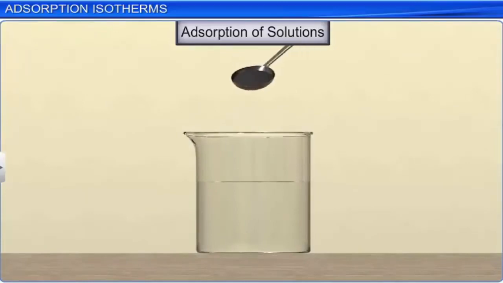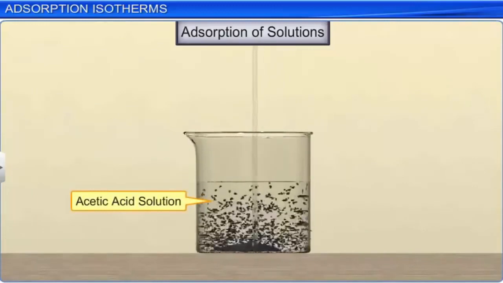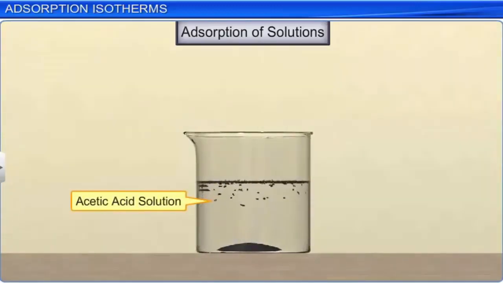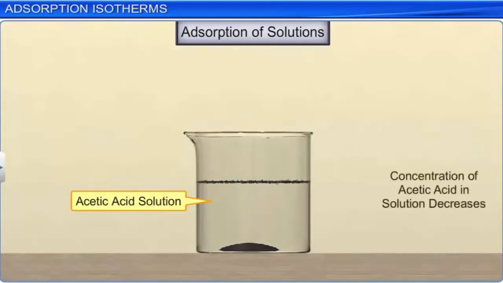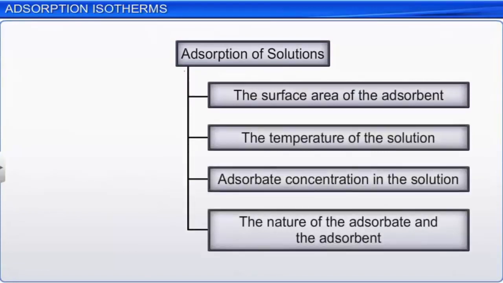Similarly, when activated charcoal is added to a solution of acetic acid in water, part of the acetic acid is adsorbed by the charcoal and the concentration of acetic acid in the solution decreases. The amount of acetic acid adsorbed per gram of charcoal depends upon the surface area of the adsorbent, the temperature of the solution, adsorbate concentration in the solution, the nature of the adsorbate and the adsorbent.